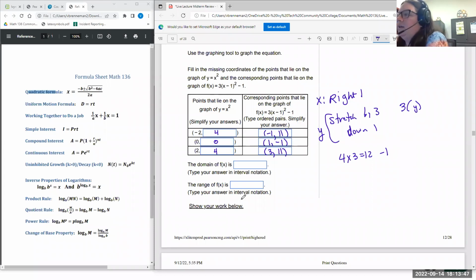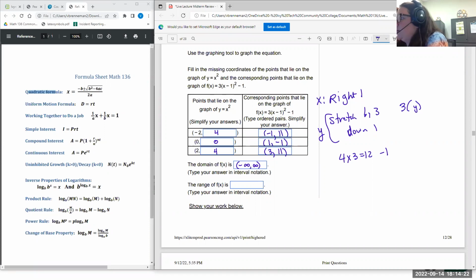All right, the domain, this is an x squared. The domain is always all real numbers, so -infinity to infinity in interval notation with parentheses. That's true of every polynomial. So if it's an x squared, x cubed. The only ones that we have in this section where the domain isn't all real numbers, as you're doing the transformations, would be if it's a square root, or if it's a rational where it has x in a denominator.